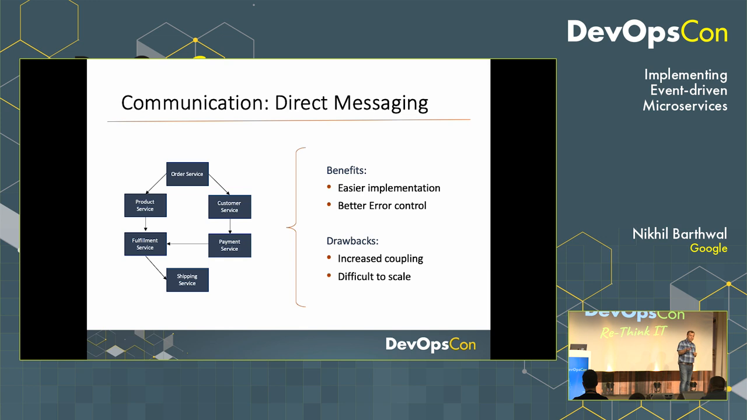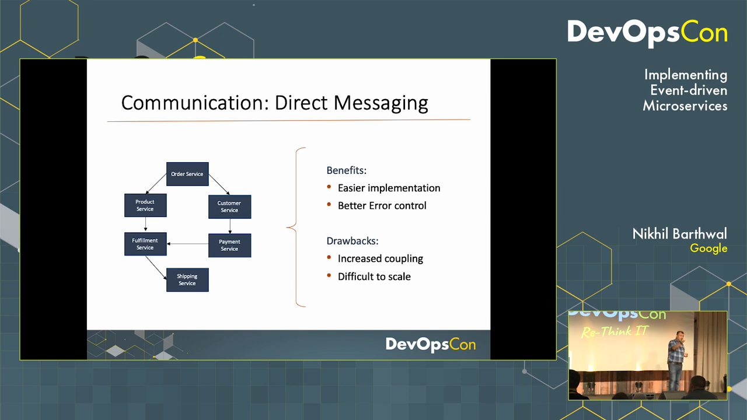The problem with direct messaging is that you now have increased coupling, right? If order service has to contact these individual services, it basically has to know which service it needs to talk to. Product service also has to be aware of the fact that order service would contact it. And we know that coupling is not a good idea, because of all the reasons that you have in monolithic, that it increases the team dependency, slows down the innovation, and so on.